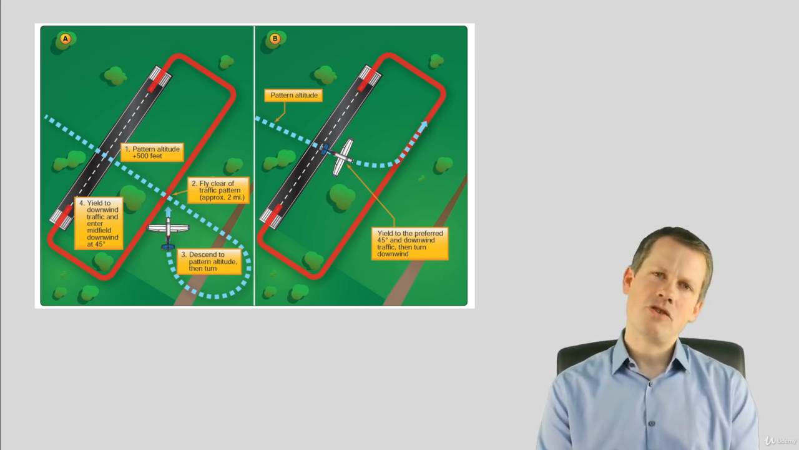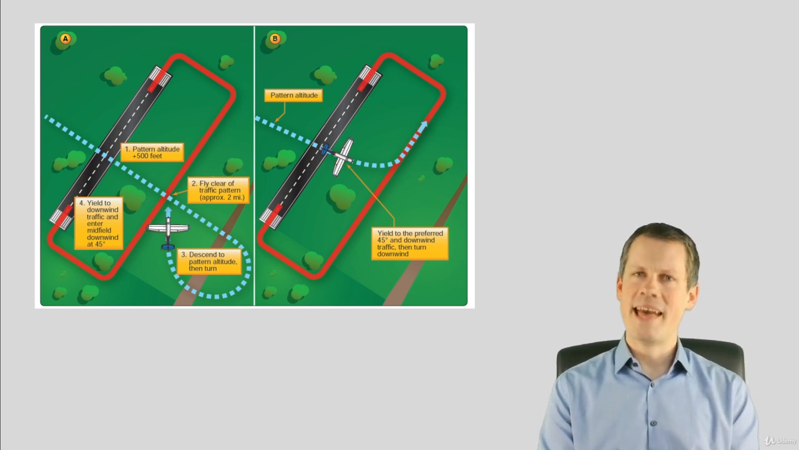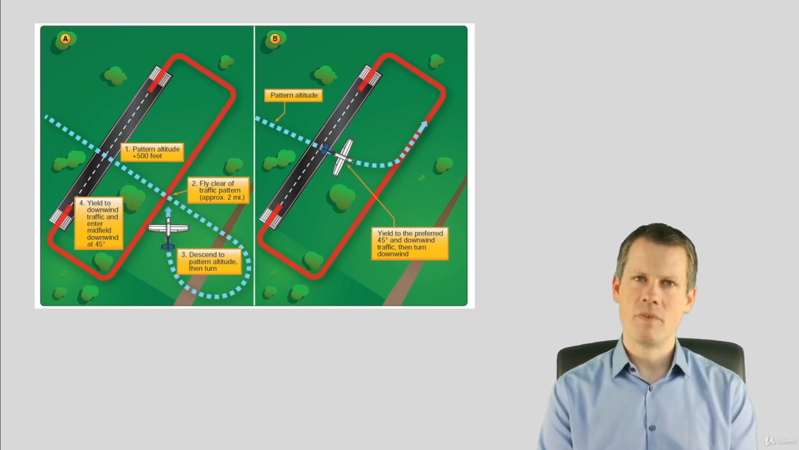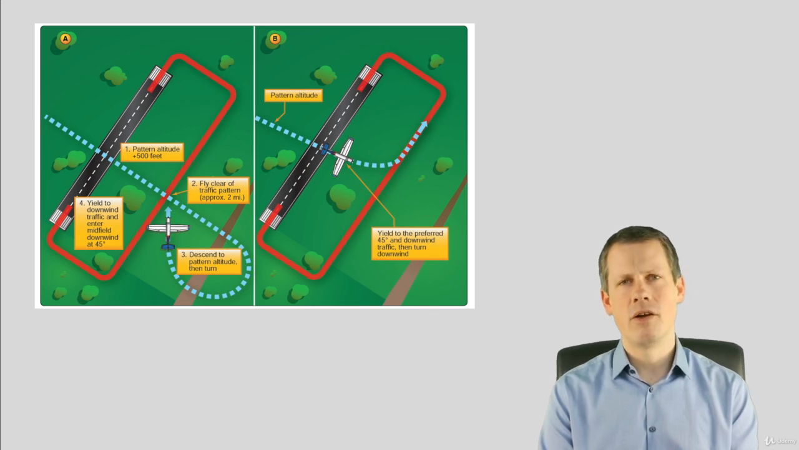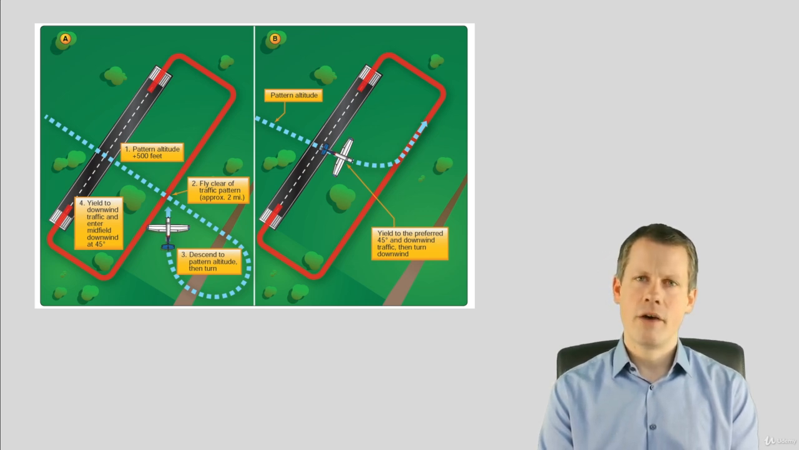So the area around the airport is actually divided into a live and a dead side. The dead side is where the traffic pattern is not, and the live side is where the traffic pattern is located. So in the example image you can see right here, we have the traffic pattern in the southeast of the runway, so that's the live side, and the opposite side is the dead side.